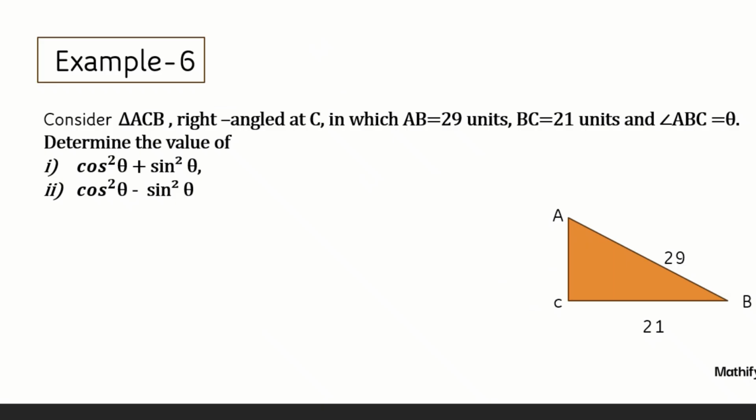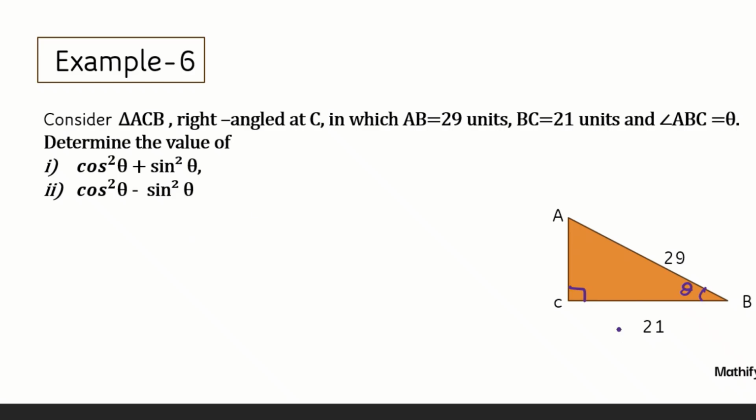Now come to example 6. Consider triangle ACB right angled at C, in which AB is equal to 29, BC is equal to 21 units, and angle ABC is equal to theta. Determine the values of cos squared theta plus sin squared theta, and second, cos squared theta minus sin squared theta. Okay. So how will you find it out?